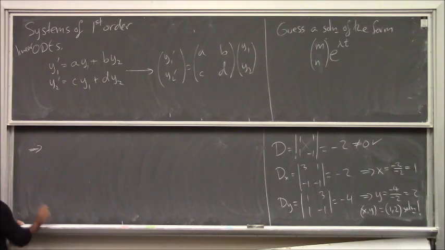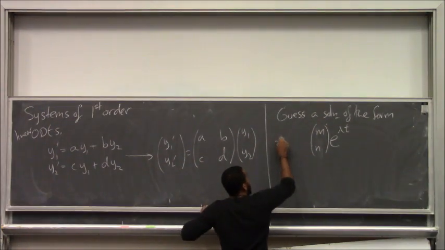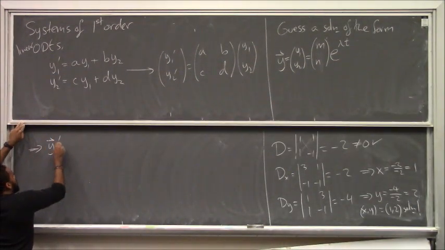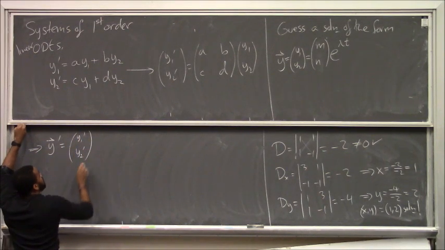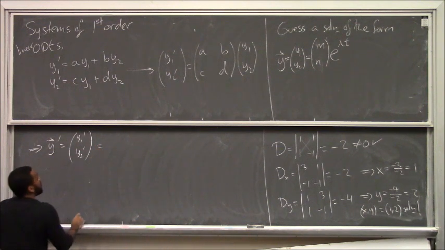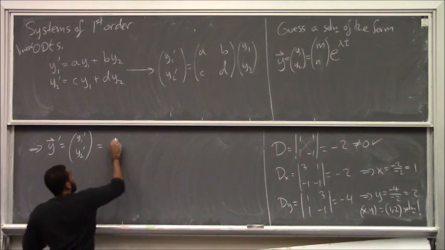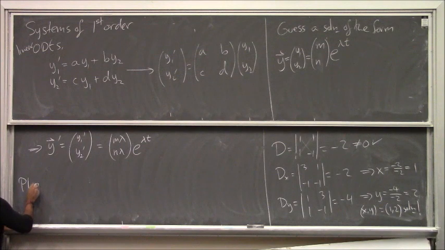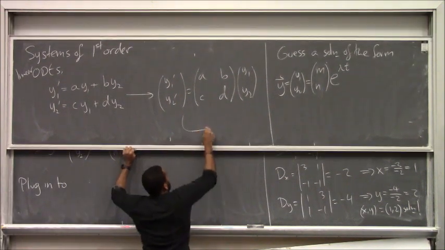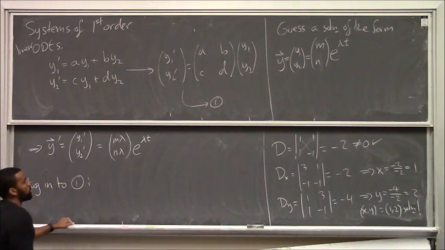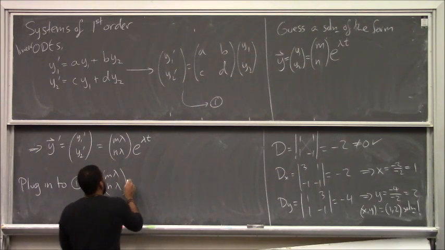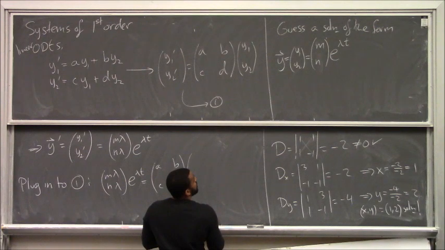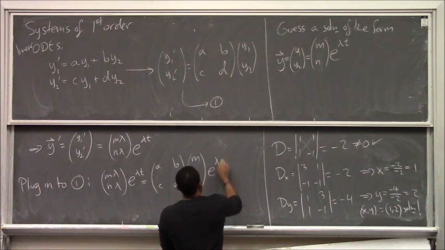So now if I assume my y vector, what the y1, y2 is doing, looks like that, notice that y prime is going to look like, well, you differentiate each part. So that gives me this side over here. If I differentiate this, I'm going to get m lambda, n lambda times e to the lambda t. And if we plug in to, let's call this equation 1, what do we have? Well, we'll have m lambda, n lambda, e to the lambda t equals a, b, c, d times m, n, e to the lambda t. I'm just plugging this into there.